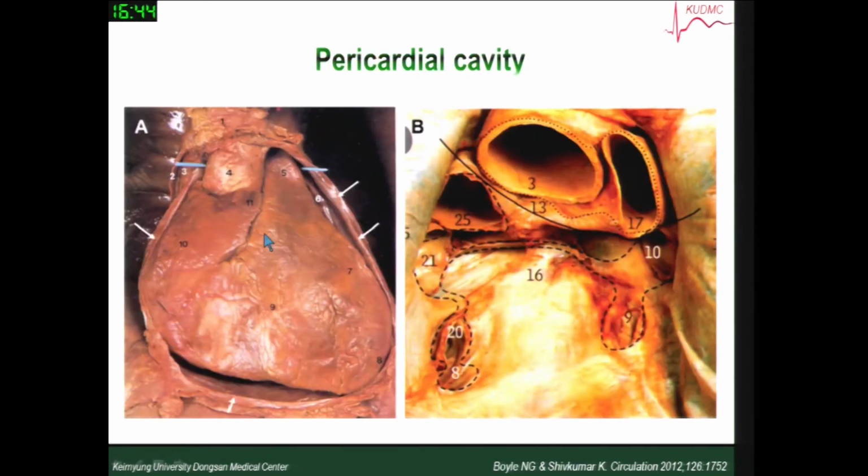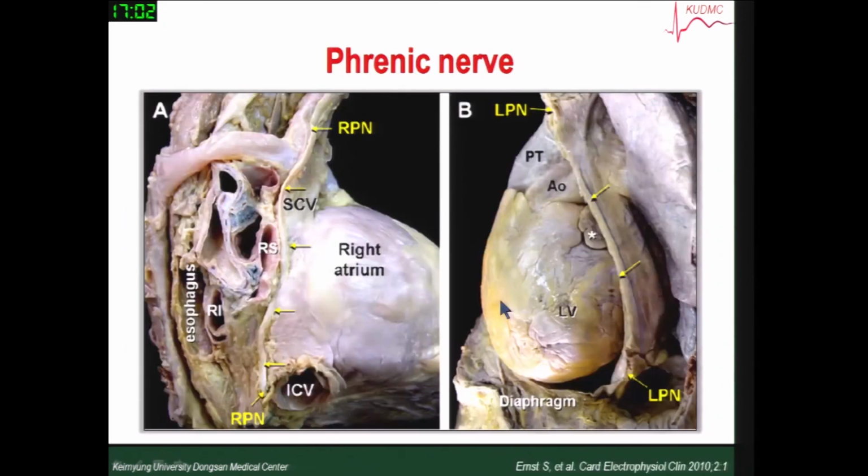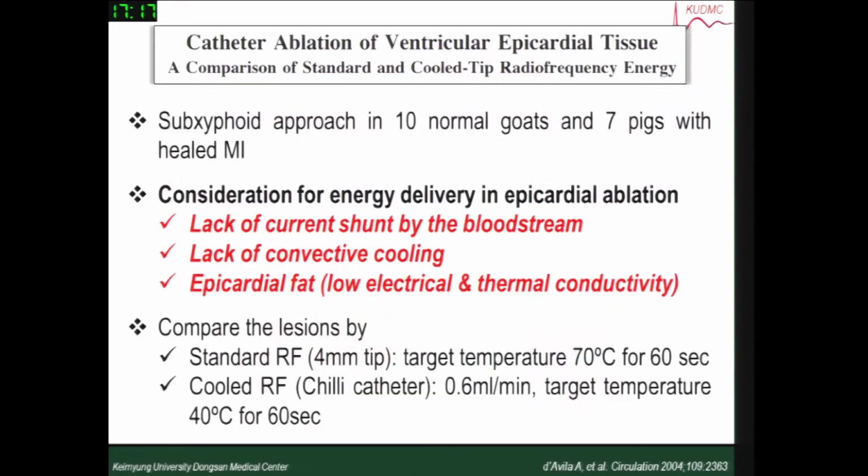In the anterior side, there's not much obstacle to moving the catheters. But if you go to the posterior wall, there's a deflection of the pericardium by some great vessels. That's called the oblique sinus, the transverse sinus, the pulmonary vein recess, etc. One thing you need to remember for the pericardial procedure is the phrenic nerve tract. When you ablate on the epicardial side, you need to keep in mind the tract of the phrenic nerves.